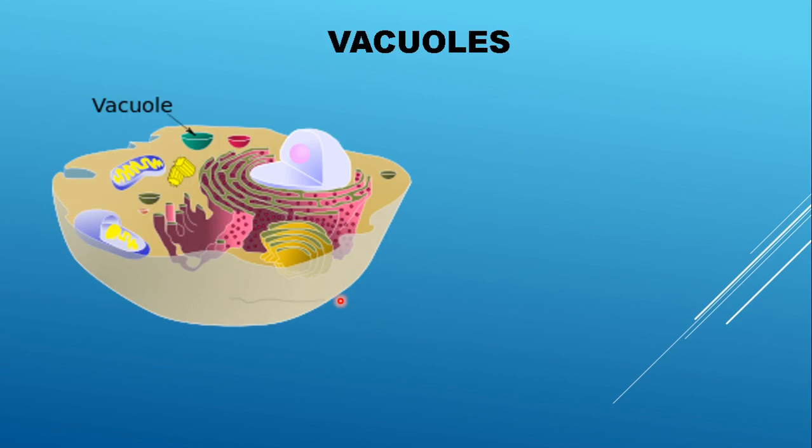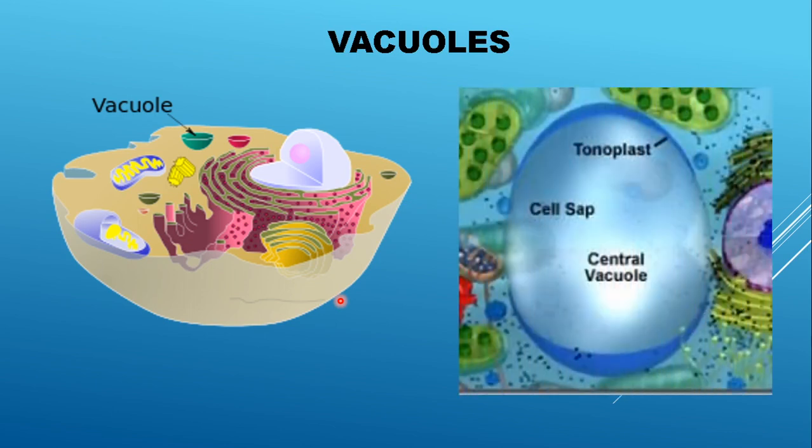Now, the last of the endomembrane system, vacuoles. Vacuoles are large and prominent in plant cells. In animals, vacuoles are present, but they are very tiny in size. The vacuoles always have a covering called the tonoplast, which is the outer covering of the vacuole. It contains cell sap. Now, what is this cell sap?